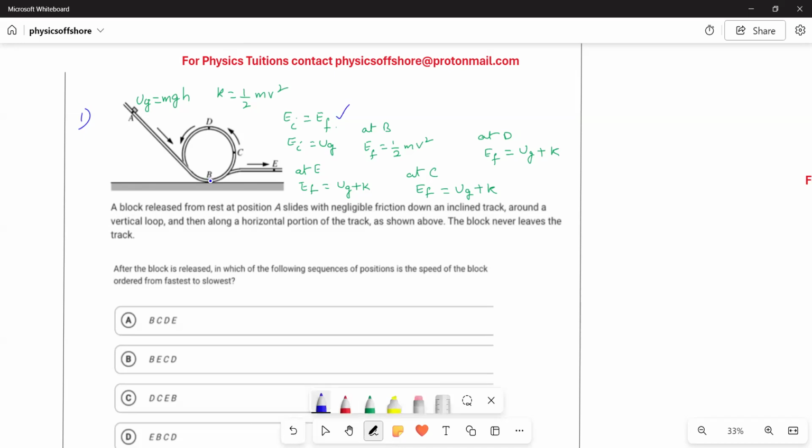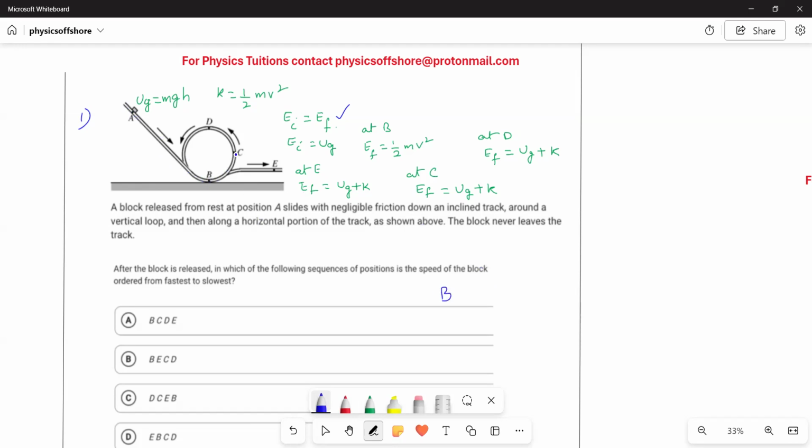Now, as the block reaches the point B, it is the lowermost point. At this point, it has only kinetic energy. That means the entire gravitational potential energy gets converted into kinetic energy. This is the lowermost point, so here the speed will be highest. So that we will write here: B, first one.